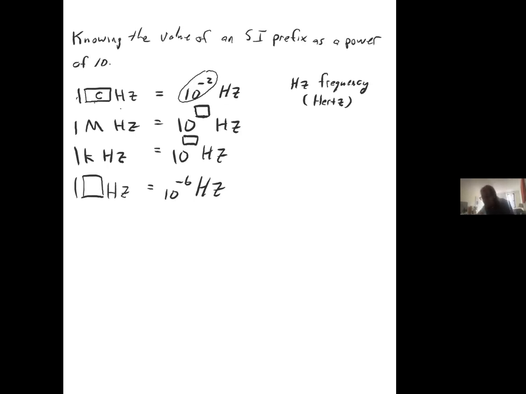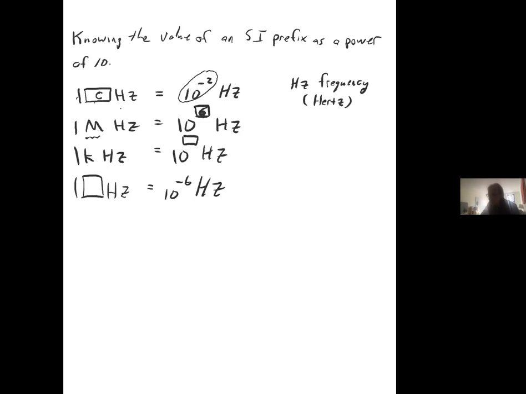The second one, mega, right? That's a capital M, that's a mega. Mega is a million, so that's one of the easier ones. Million, 10 to the 6th, okay? So we would write that as 1 megahertz is the same thing as 10 to the 6th hertz, okay? Because 10 to the 6th is mega.